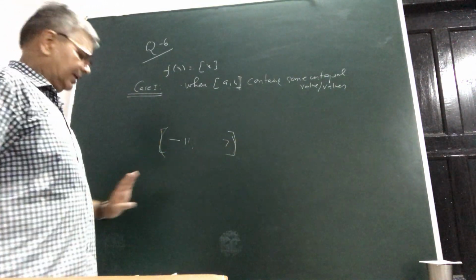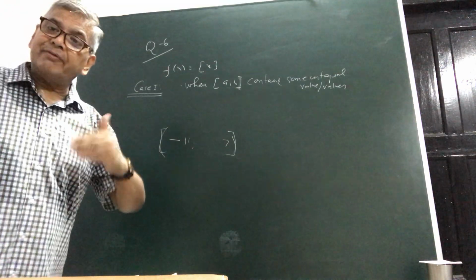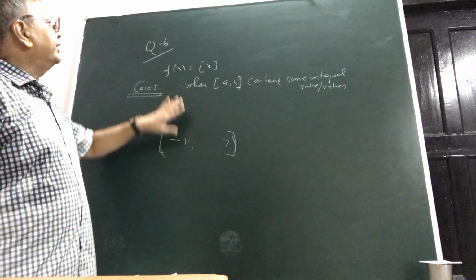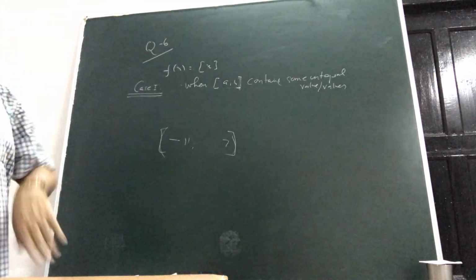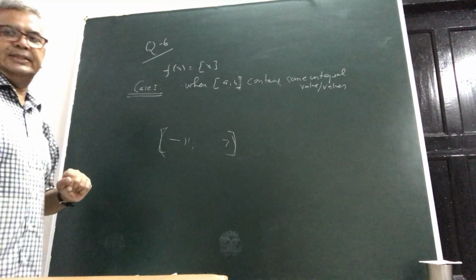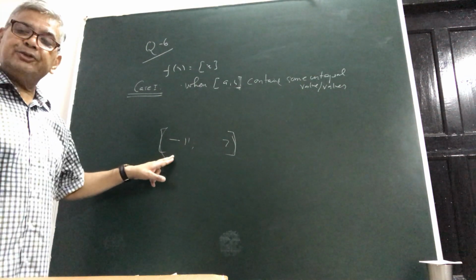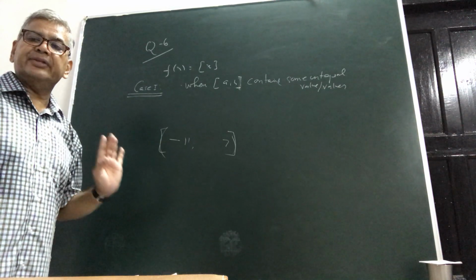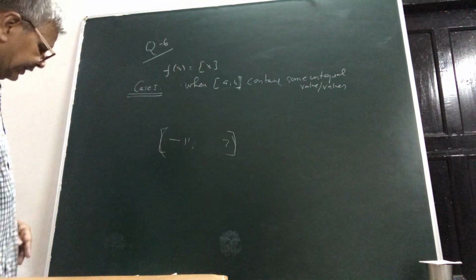Okay, it is a closed interval. So whenever it contains some integral values, then of course the theorem will not be applicable for the greatest integer function, for the obvious reason that at any integral value the left hand limit and right hand limit are not equal, and as such the function is not continuous.